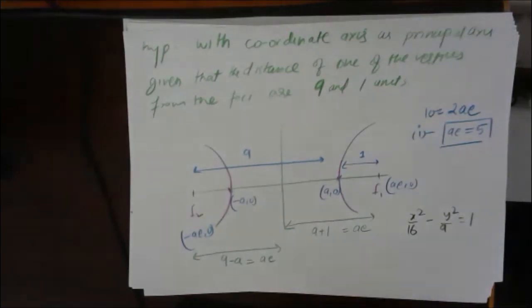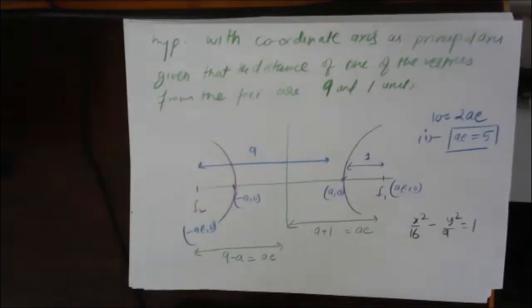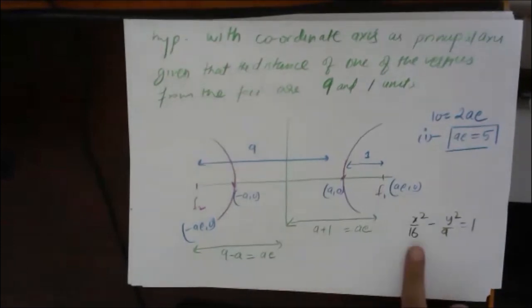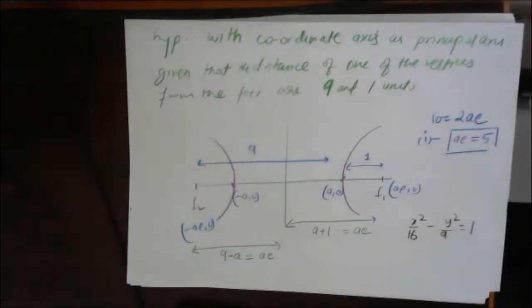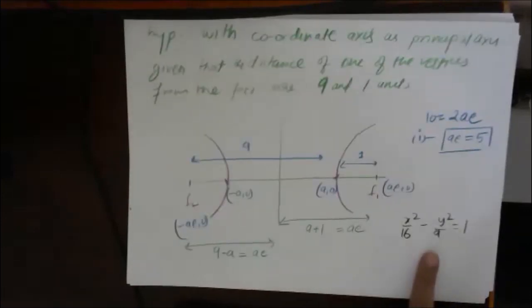Just check this question once again, try this question at home, and in the next class we'll start solving from here only. The answer I've already given: x square by 16 minus y square by 9 equals 1.